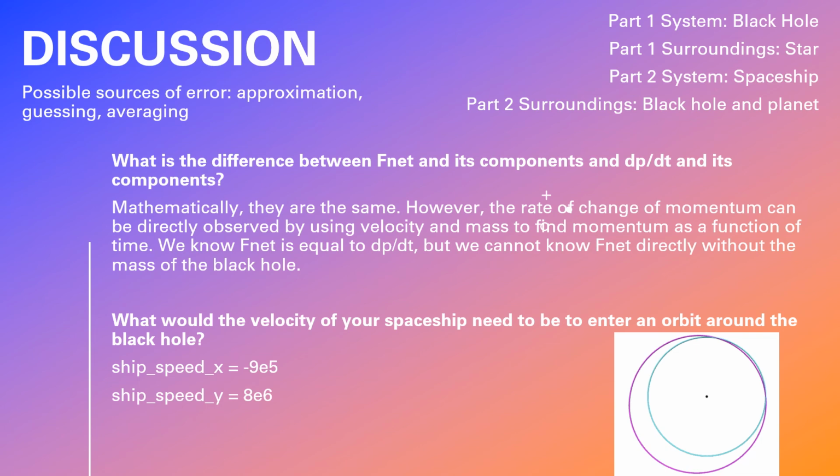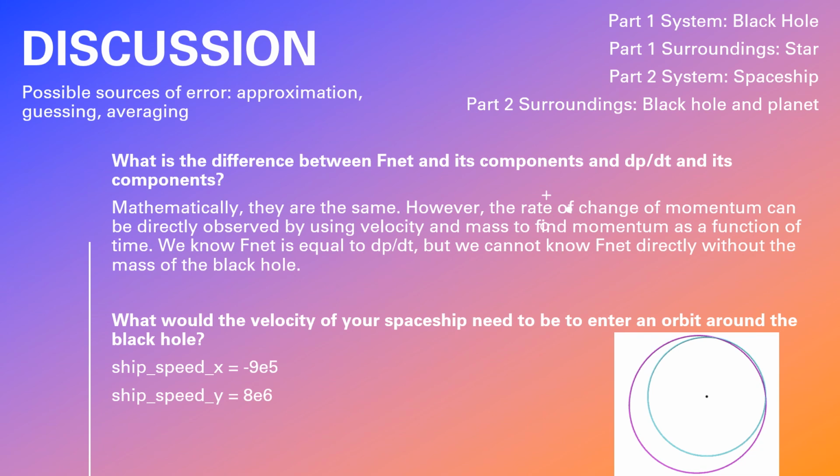So what is the difference between F net and its components and dp/dt and its components? Well, mathematically, there is none. They're the same. However, the rate of change of momentum can be directly observed by using velocity and mass to find momentum as a function of time. And we know F net is equal to dp/dt, but we can't know F net directly without the mass of the black hole, which defeats the whole purpose of the lab because we don't know the mass of the black hole. So instead we use dp/dt.